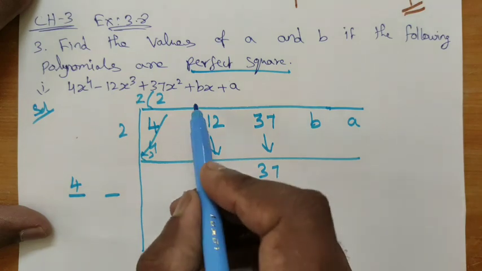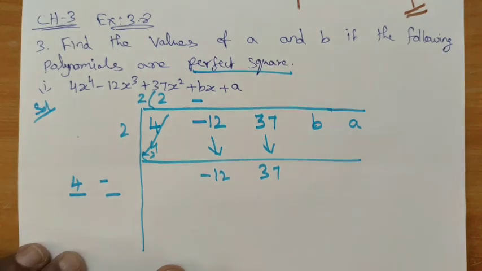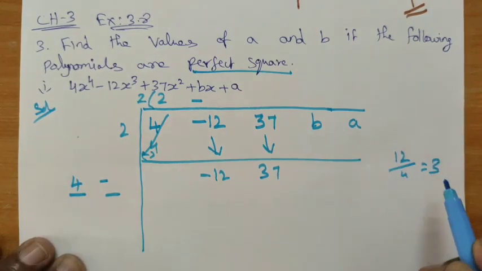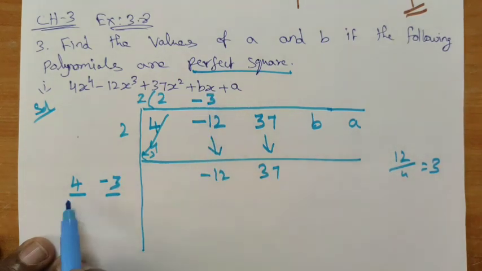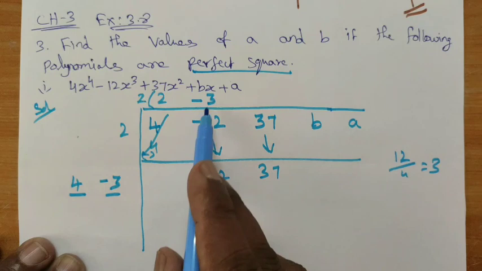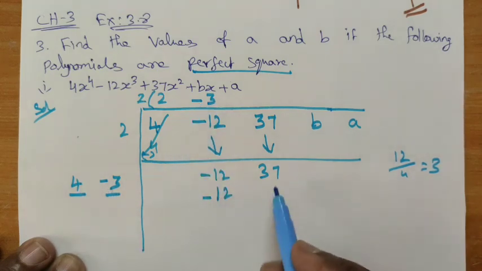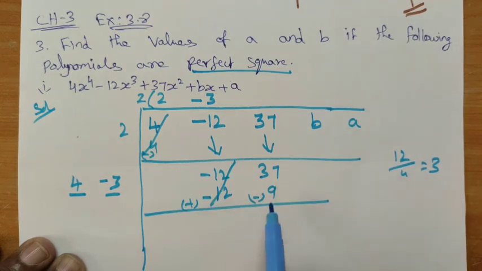Here we have a negative symbol, so put the negative symbol first, and then 12 divided by 4. What do you get? 12 divided by 4 is equal to 3. So 3, 3. Now minus into plus is minus. 3 4s are 12. Minus into minus is plus, 3 3s are 9. Now plus minus, the first term becomes cancelled.